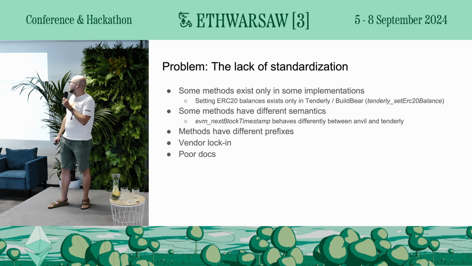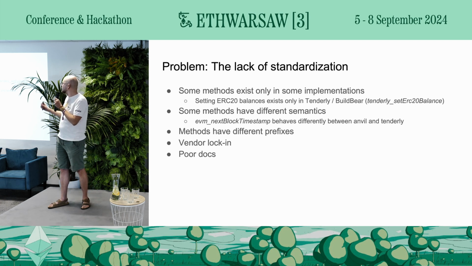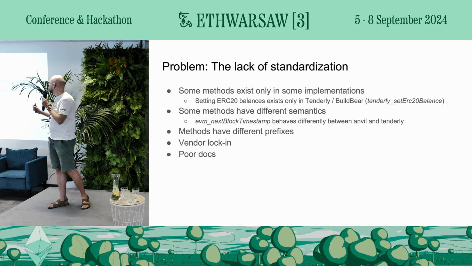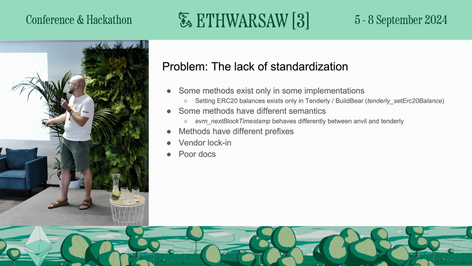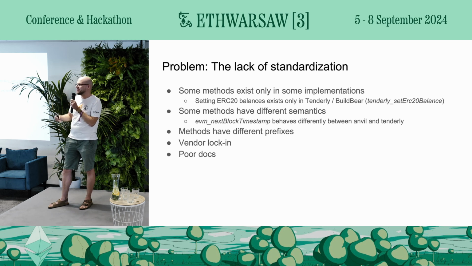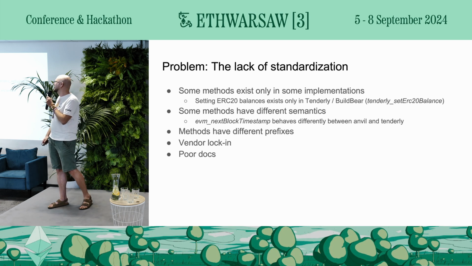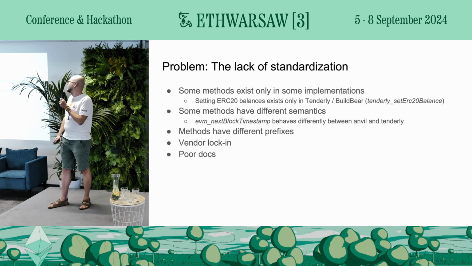Some of these methods only exist in one of these development nodes. For example, there is this extremely useful thing called set ERC20 token balance, which I mentioned exists in Foundry, but it doesn't exist in Anvil. So if you want to quickly mint ERC20 tokens out of thin air, which is, by the way, not a trivial problem, and we're going to talk about it in a second, you cannot do it easily on anything other than Tenderly and BuildBear. So this is very painful.